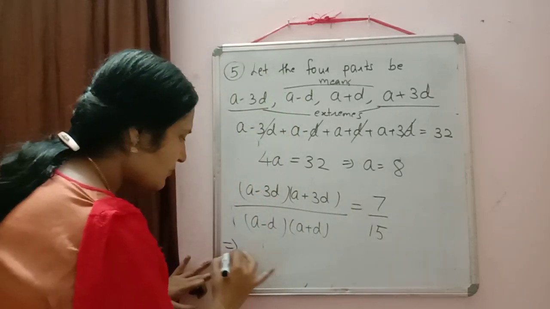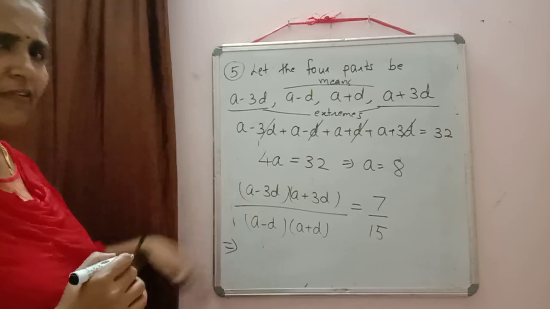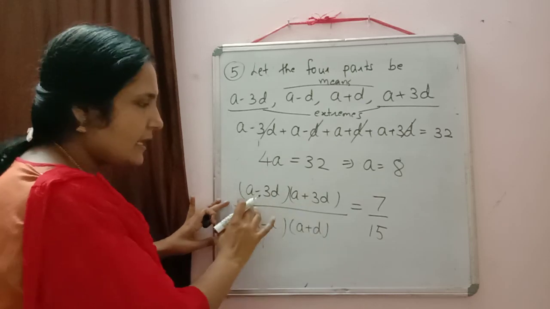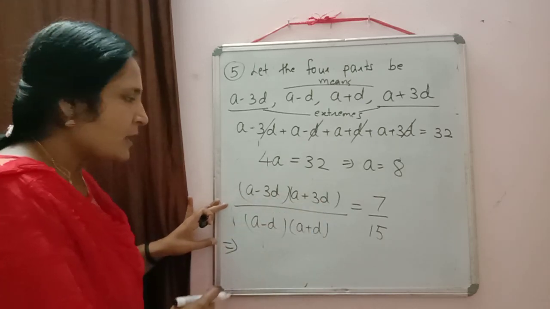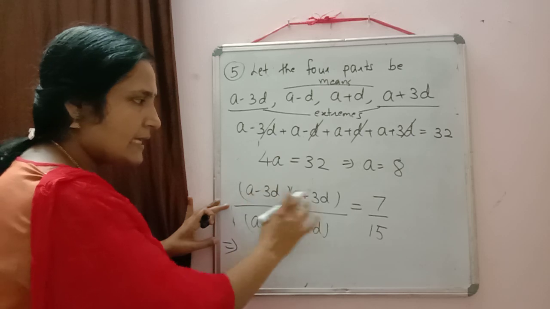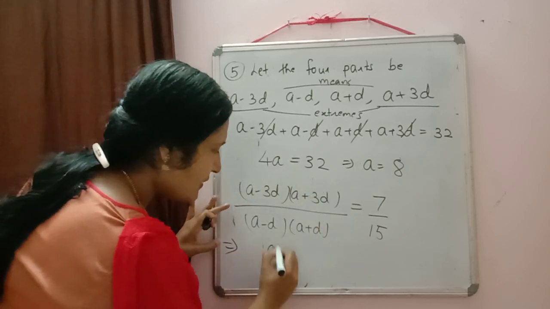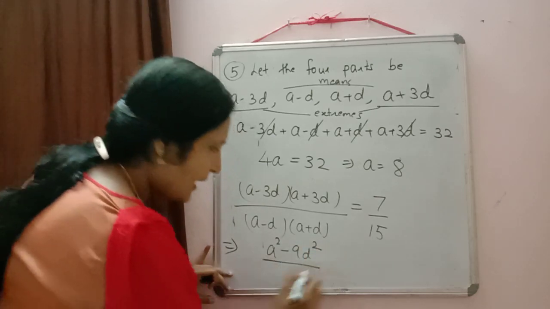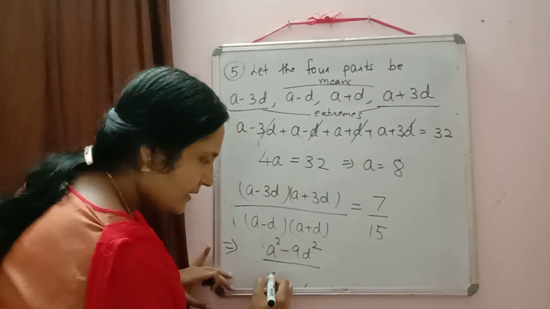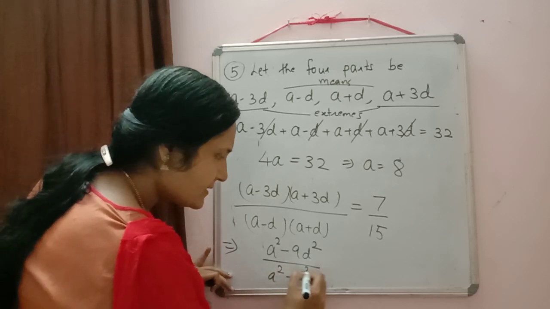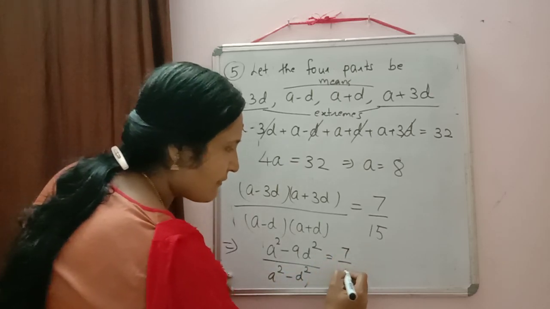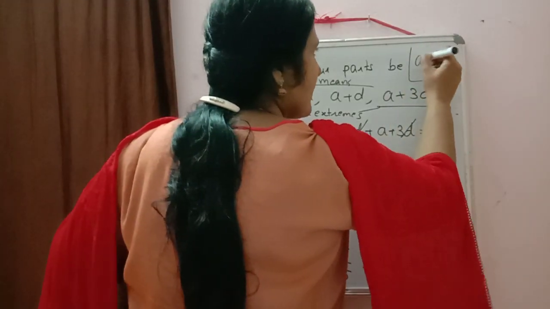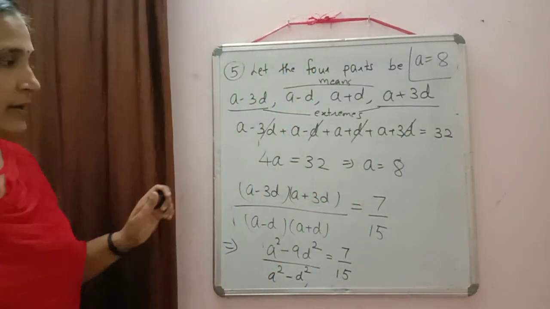Now again, don't substitute the value of A at present. We will simplify everything and then substitute the value. Here we can use the identity A plus B into A minus B. So it will be equal to A square minus 3D the whole square. So we will get A square minus 9D square, and in the denominator use the same identity, so we get A square minus D square is equal to 7 by 15. Now we will simplify it. Anywhere I will write the value of A here. We got A is equal to 8.